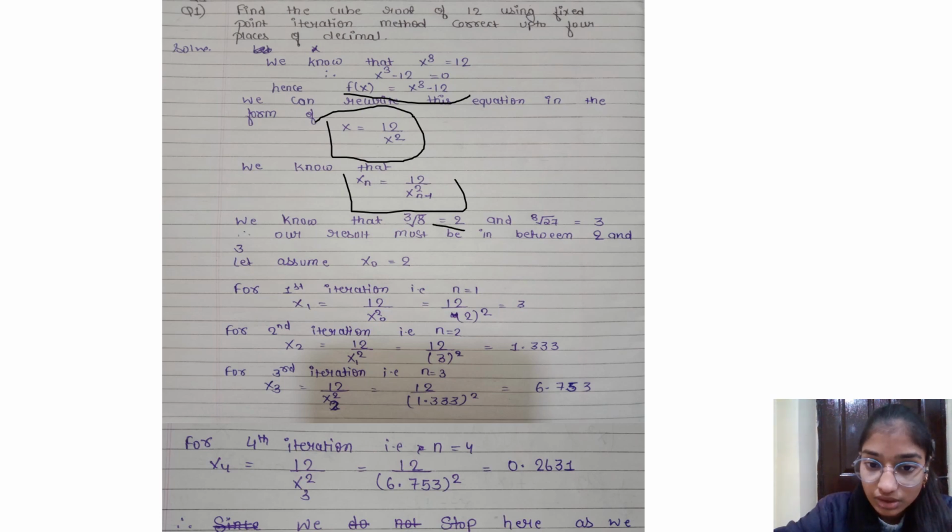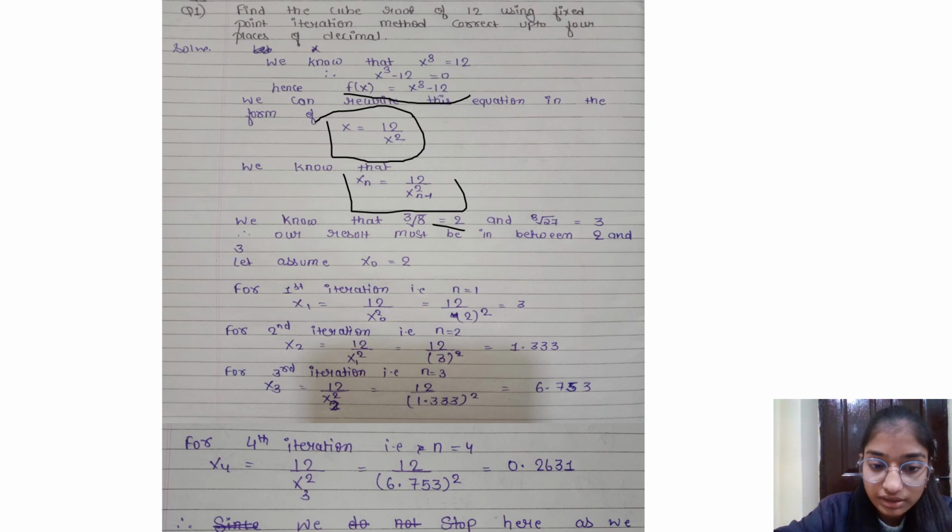In this equation, we know that the cube root of 8 is 2, and the cube root of 27 is 3. That means our root lies between 2 and 3. Let's assume the value of x0 equals 2.